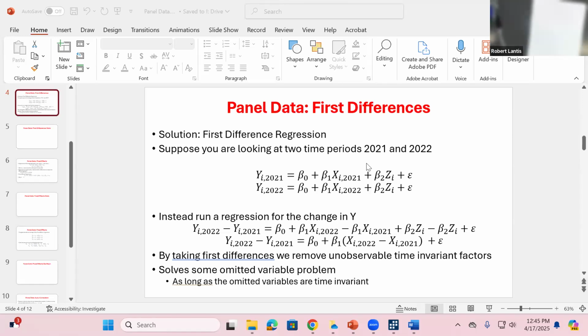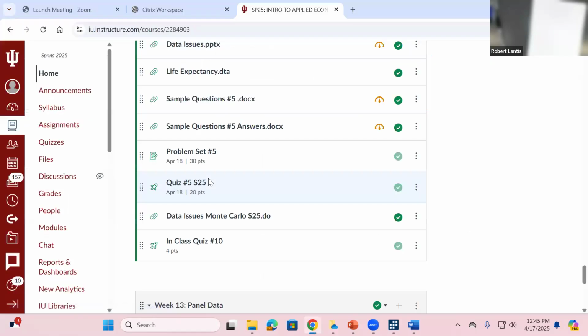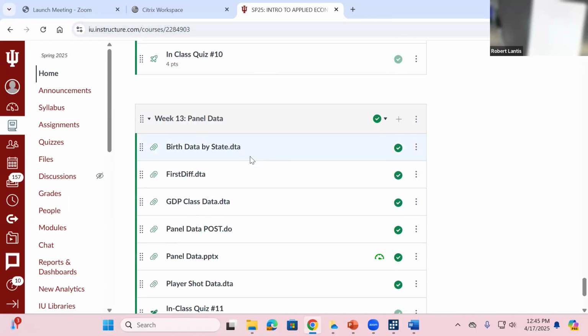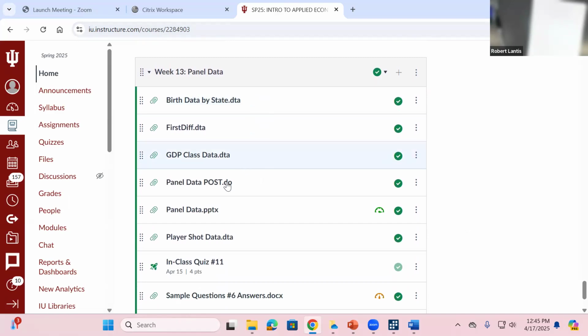So where are we currently at? What's due at the end of the day tomorrow? We've got that fifth problem set and that fifth quiz. That'll be over some of the stuff we've covered before, which was interaction terms. And I think the last one or two questions are about some of the early data issues we talked about, some measurement error. What we're finishing up today might bleed a little bit into next week, probably not much.